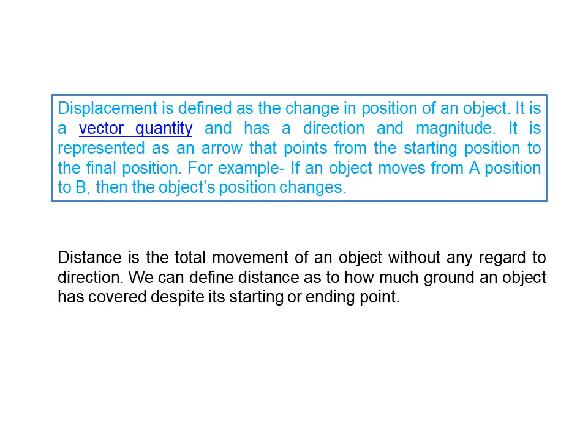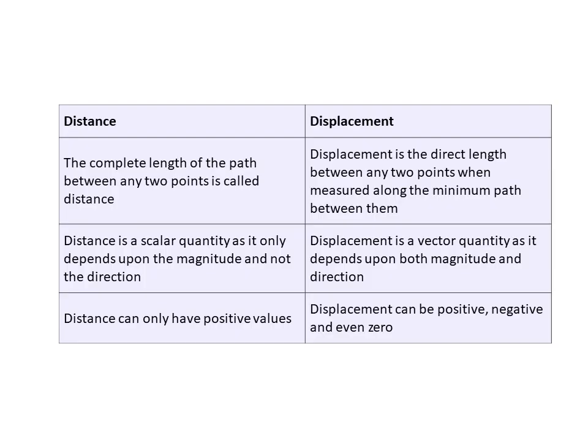Distance is the total movement of an object without any regard to direction. We can define distance as how much ground an object has covered despite its starting or ending point. What is the difference between distance and displacement?